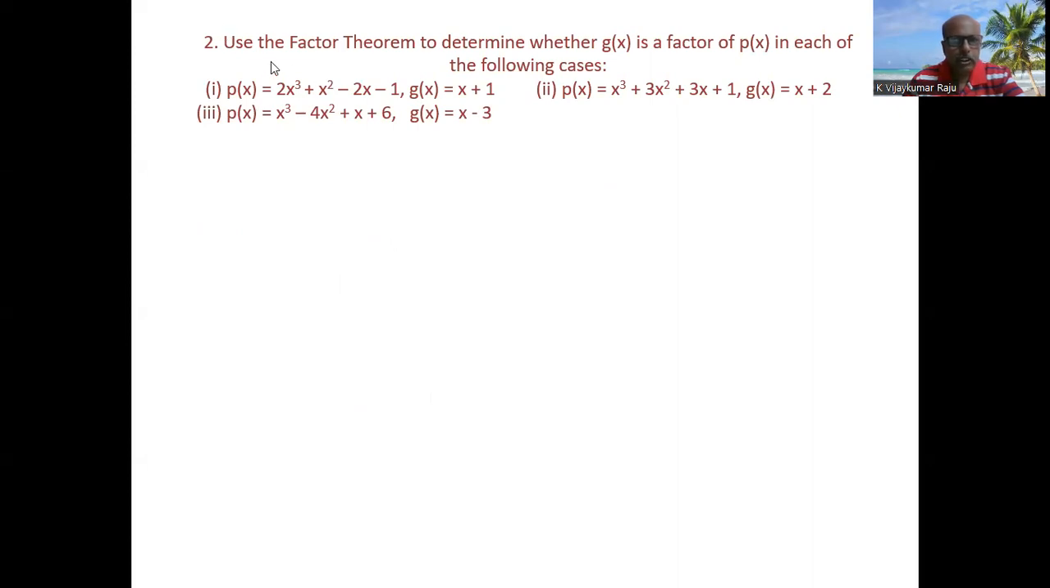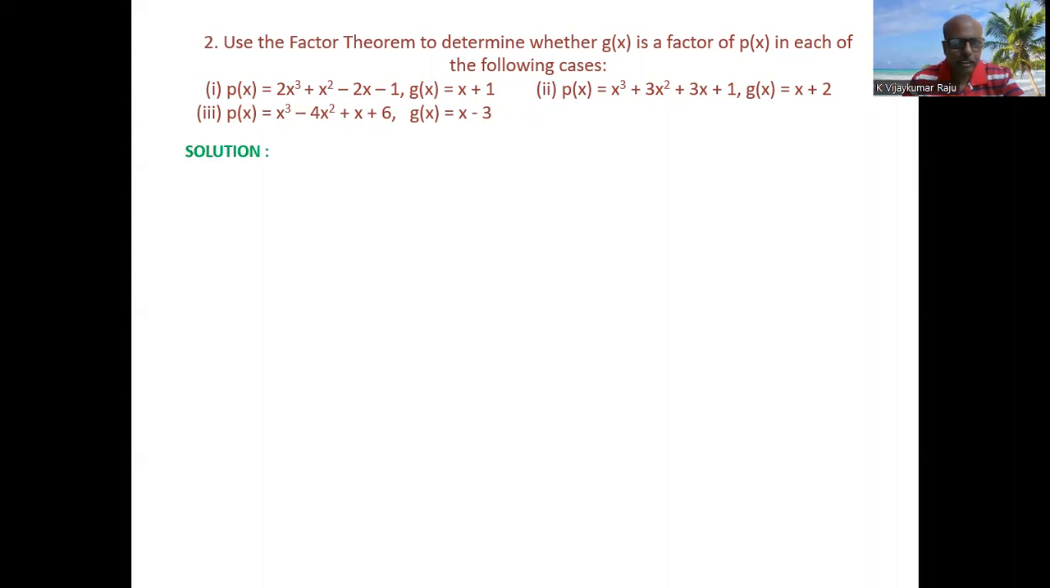Use the factor theorem. Question number 2. Use the factor theorem to determine whether g of x is a factor of p of x in each of the following cases. So this is g of x. If this has to be a factor, then I'll have to write this equal to 0 and calculate the value of x. And that value I have to substitute here and see if I get 0. So let's start with the first one.